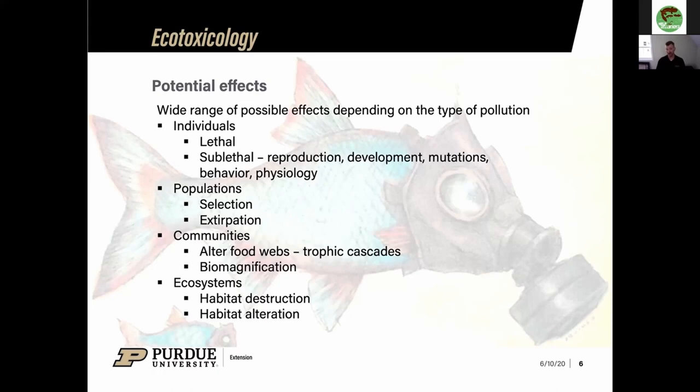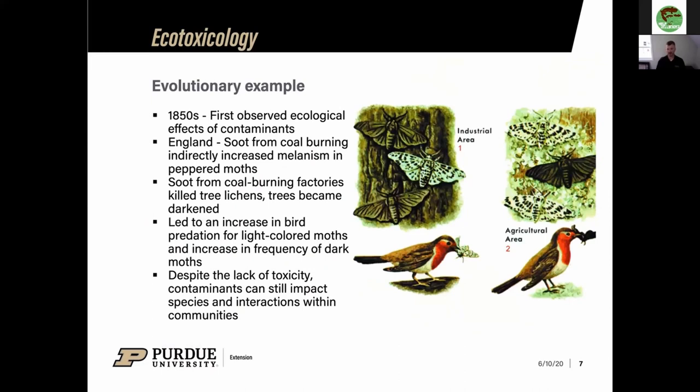In addition, there's things that we might not think about too often. So I'm going to provide an example of that. And that is an evolutionary response to a contaminant when the contaminant is actually not directly lethal to the organism of interest. And actually, this is one of the most well-known studies. The study is based in the 1850s. It is really the first evidence that a contaminant could influence evolution of an organism.